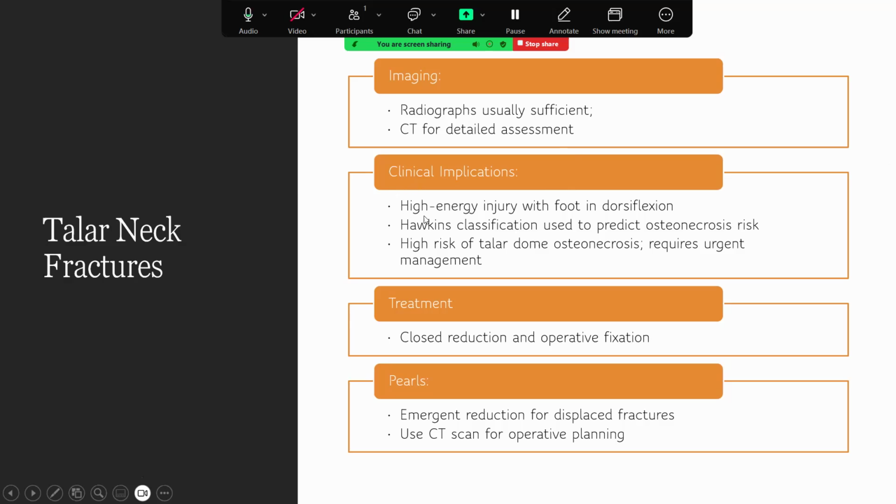So how does it happen? It's normally a high energy injury with the foot in dorsiflexion. You do have the Hawkins classification, which I think I've got on a bit later. But in any case, when you do orthopedics, you do learn the Hawkins classification to predict osteonecrosis, and there's a high risk of talar dome osteonecrosis because, like I said, the talus is also a watershed area for blood supply. So generally, it's reduction and fixation, and emergent reduction for displaced fractures is done quite commonly, and CT is normally used for operative planning.